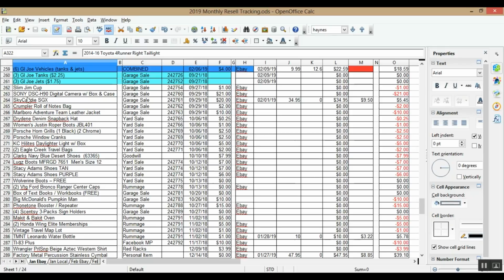Here we go. Yeah, like this. Where's a good example? Okay, right here. A leather jacket I bought at a garage sale. Here's the receipt number. I bought it on this date. I paid that much, and I have it listed on eBay.